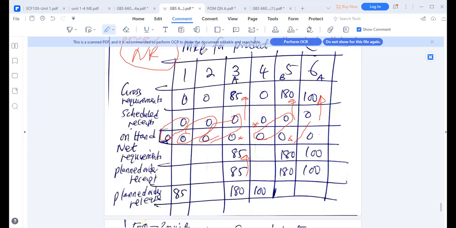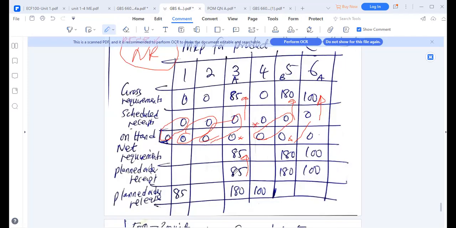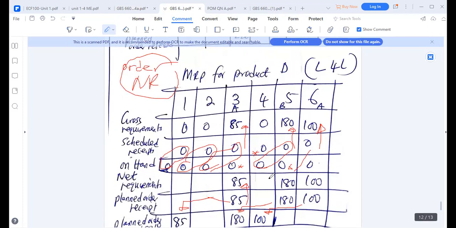Then we check what lead time we have here. For us to have a receipt of 85 in week 3, we check lead time. So lead time is 2 weeks, meaning that this would have been released 2 weeks before. Even this other one would have been released 2 weeks before, and even this one should have been released 2 weeks before. So this is how we are coming up with the MRP for D.